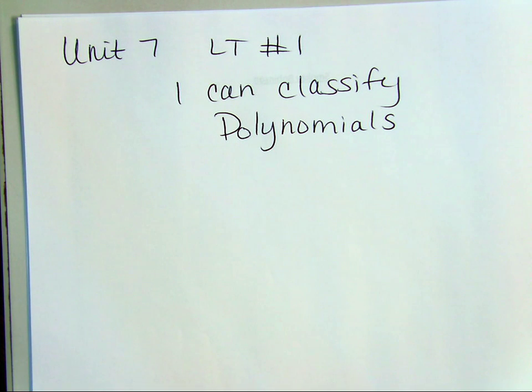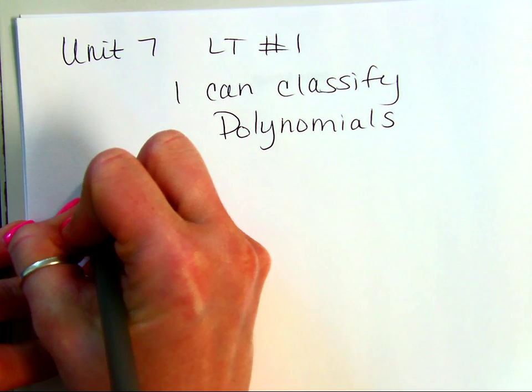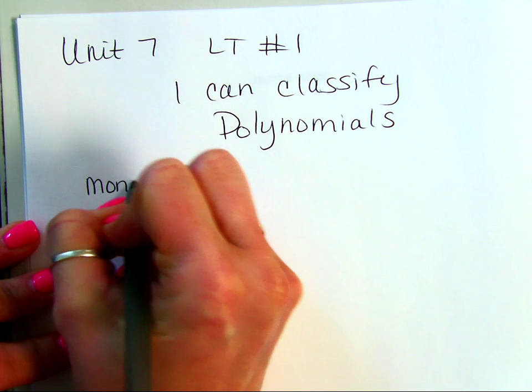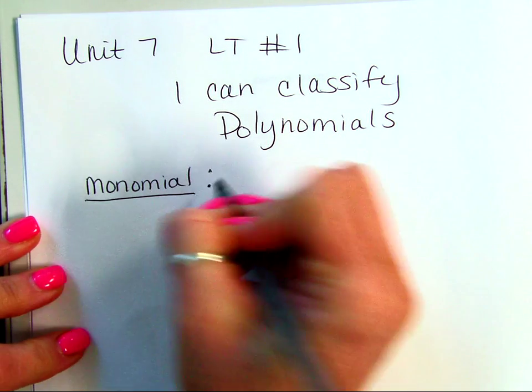All right, so in order to classify them, we first kind of need to know what they are. So let's talk about what they are. And we're going to start by talking about a monomial. So we're going to define what a monomial is, okay?